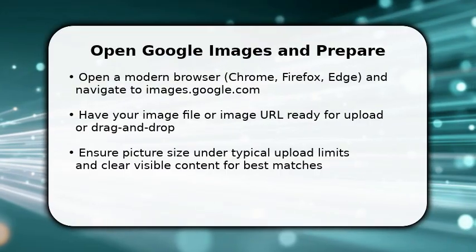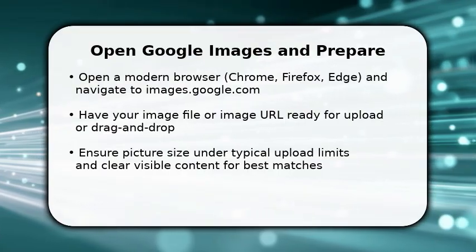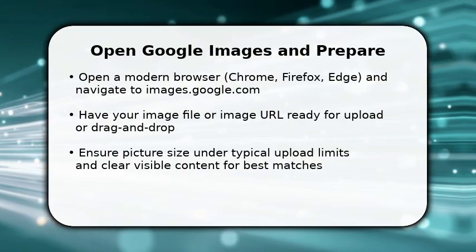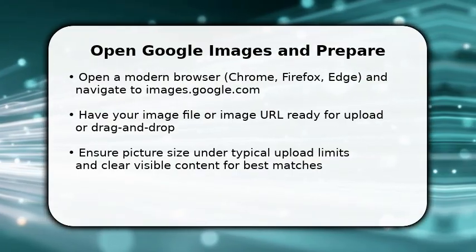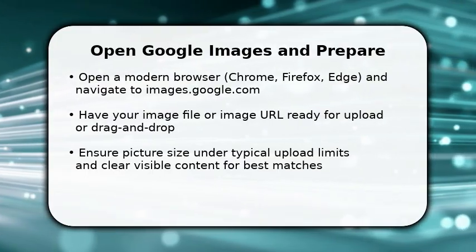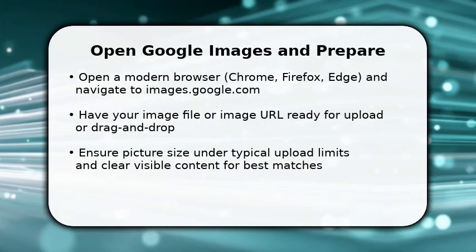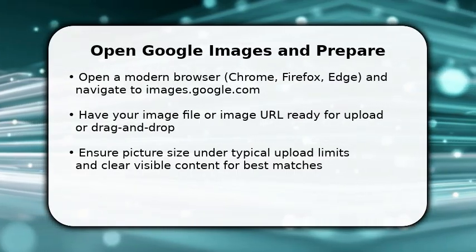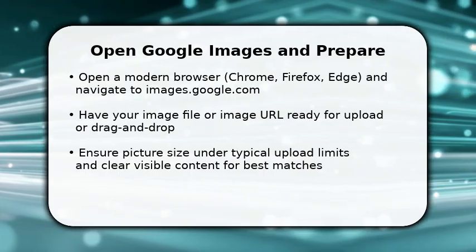You start by opening a browser and going straight to Google Images. This gives you the reverse search interface immediately. Once there, click the camera icon to either paste an image URL or upload a file from your device. Choose Upload for local photos, Paste for web images. Make sure the image is clear and not cropped because Google matches shapes and features.